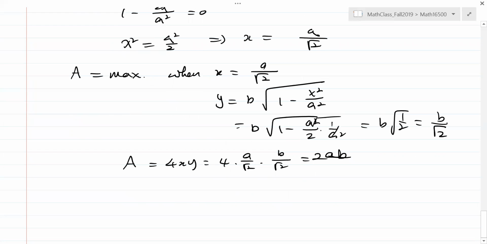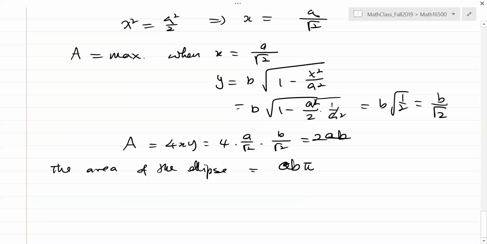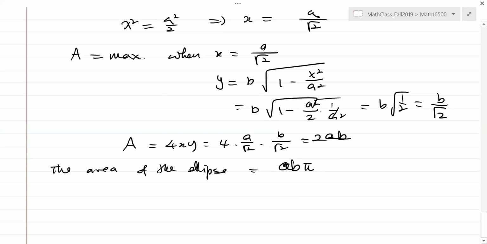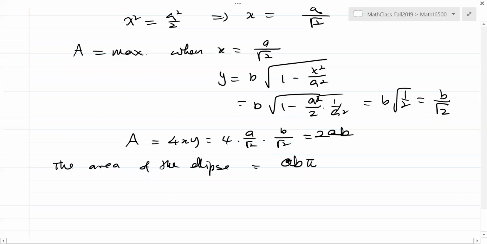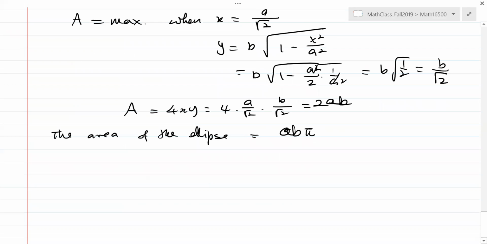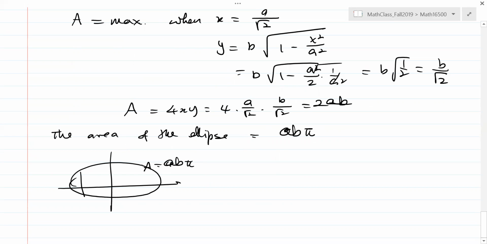So this is the largest area of the rectangle inscribed in the ellipse. Now, what is the area of the ellipse? Do you remember that? The area of the ellipse is going to be a times b times pi, okay, which is larger than the area of the rectangle inscribed in this ellipse. Yes, the area of the ellipse is ab times pi. So this one, the rectangle's area is going to be 2ab.